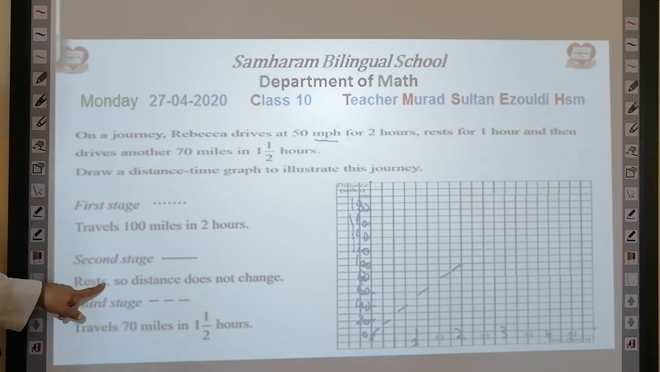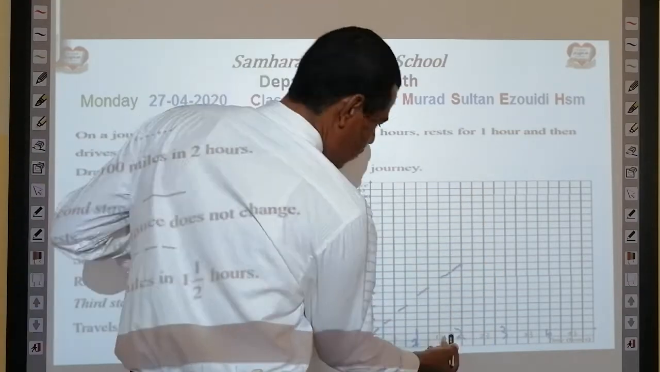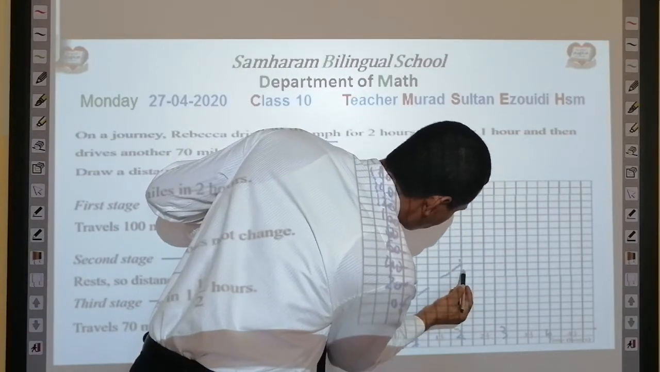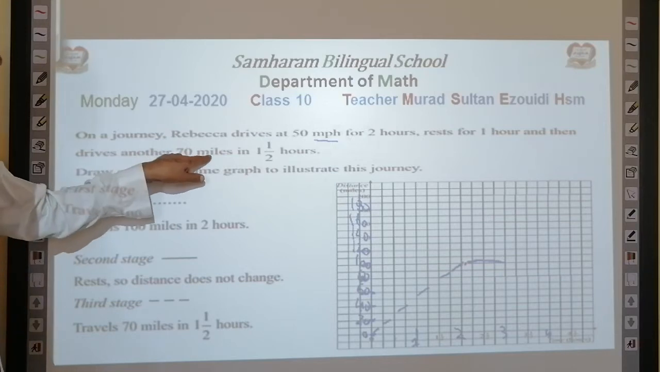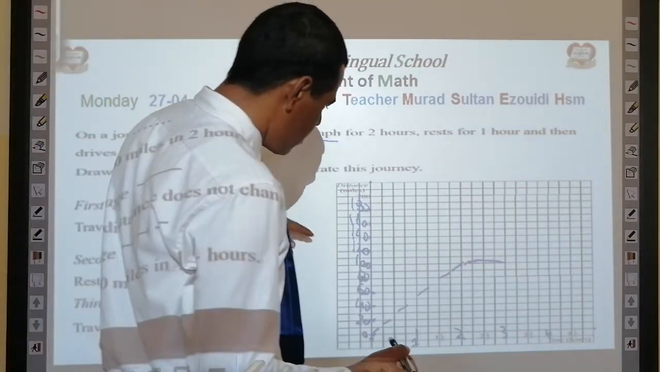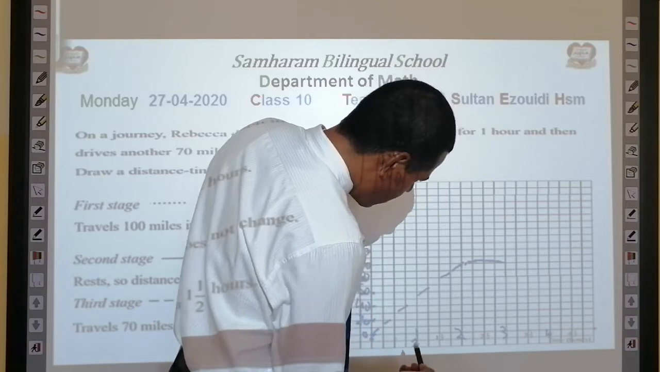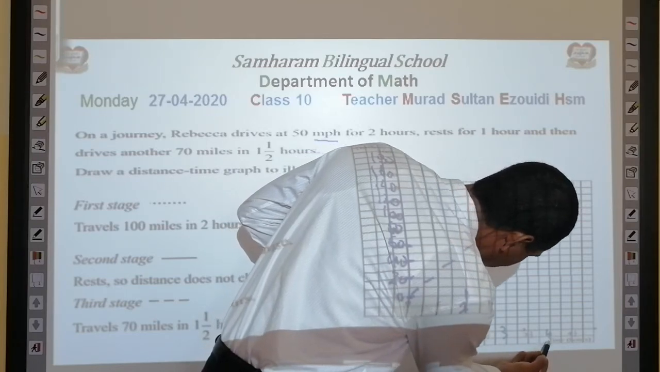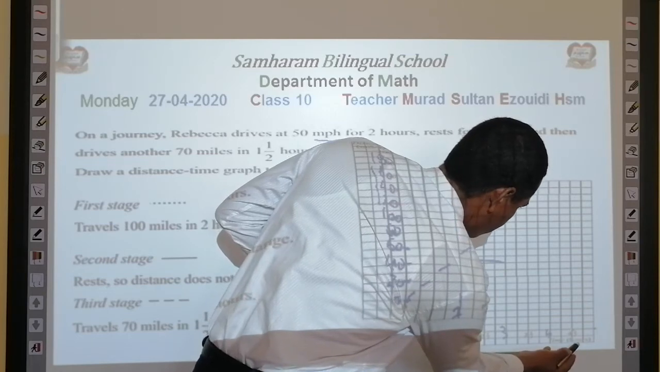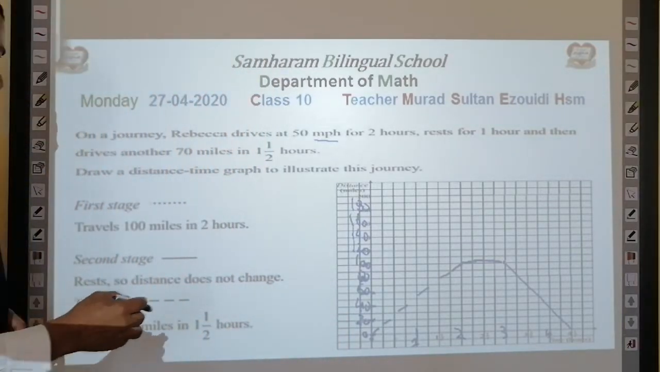The second stage: rest, so the distance does not change. And the third, we told the rest for 1 hour, from 2 to 3. And then drives another 70 miles in 1.5 hours, from 3, this is 3.5, 4, 4.5. This is the third part.